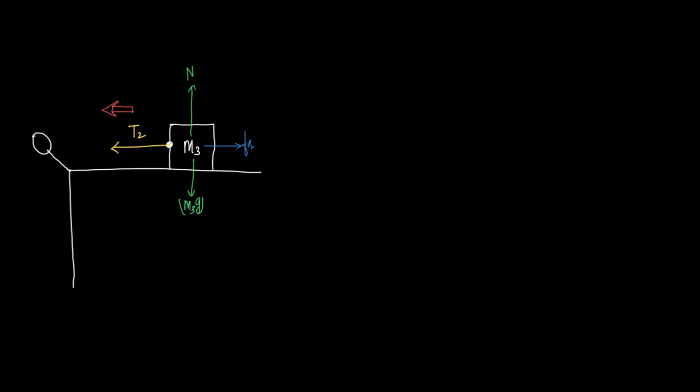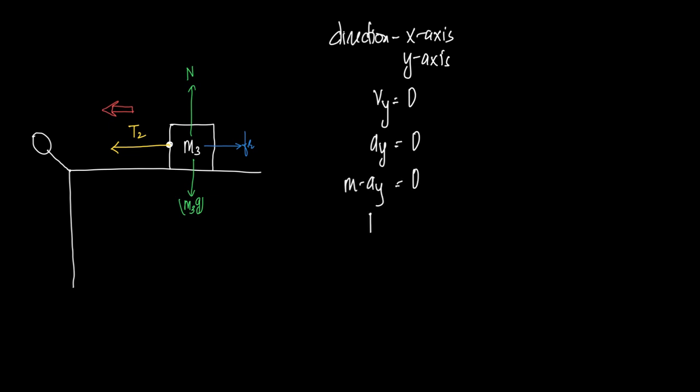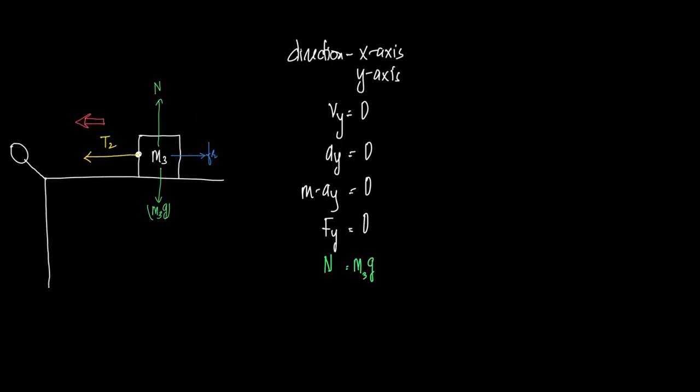The direction of motion here is restricted towards the x-axis, which means there is no motion along the y-axis. If there is no motion along the y-axis, what does it further imply? It implies that Vy is equal to 0. And if Vy is equal to 0, Ay is equal to 0. Therefore, M into Ay is equal to 0. F is equal to Ma, so M into Ay is Fy. So Fy is equal to 0. Therefore, we can say that normal reaction is equal to M3 into G. So this is the case with the y direction. Now let us resolve the forces along the x direction.